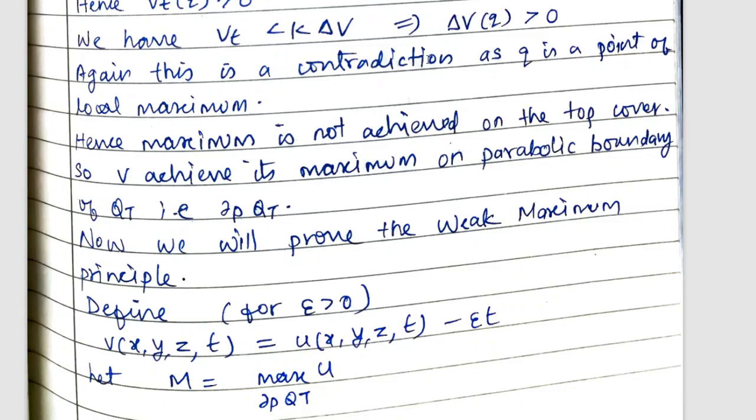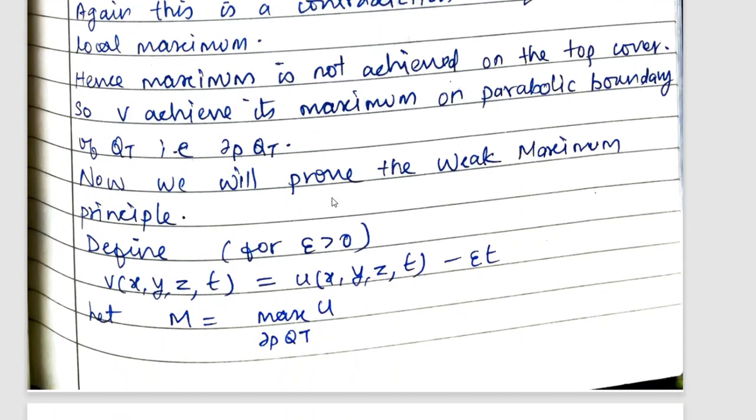Hence, it means that the maximum is not achieved on the top cover, and it is not achieved inside. So it must be achieved on the parabolic boundary. So V achieves its maximum on the parabolic boundary of Q_T, that is, the parabolic boundary ∂P Q_T. Okay, so we have proved that proposition.